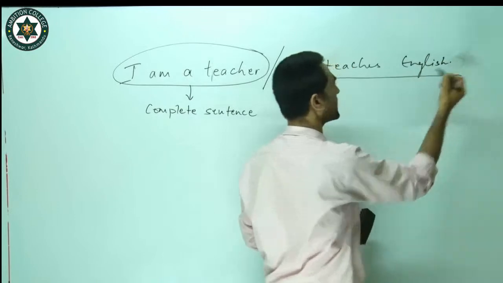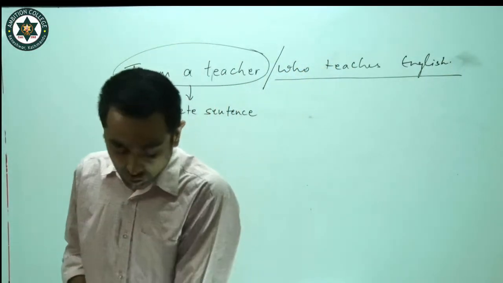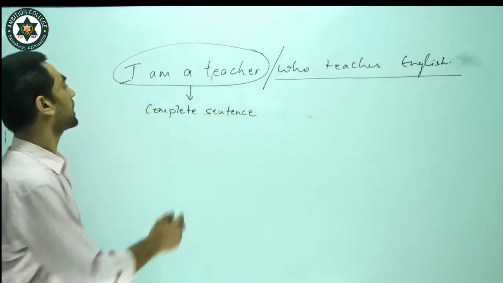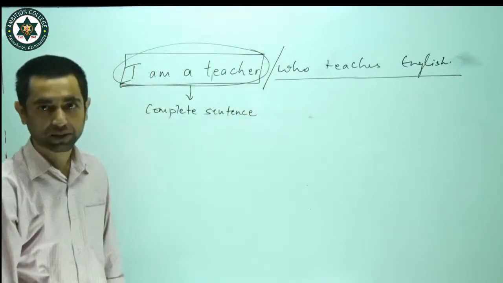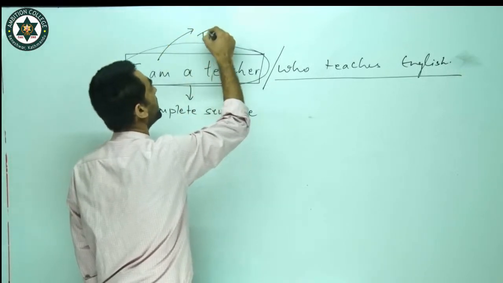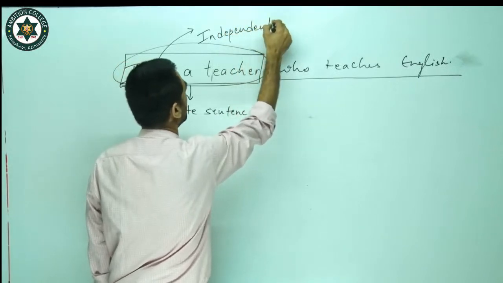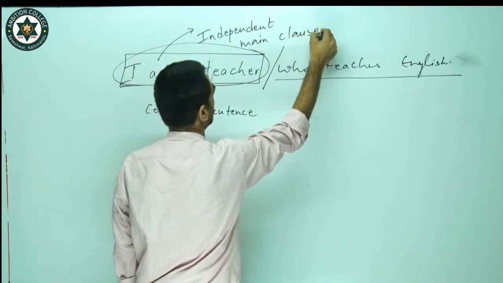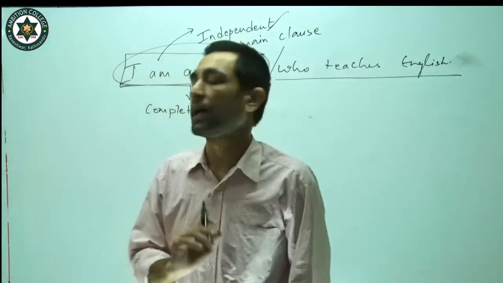Now you see, "who teaches English" is not a complete sentence. So the part of a sentence where you get the complete sense and see a complete sentence, that type of part is called the independent or the main clause.